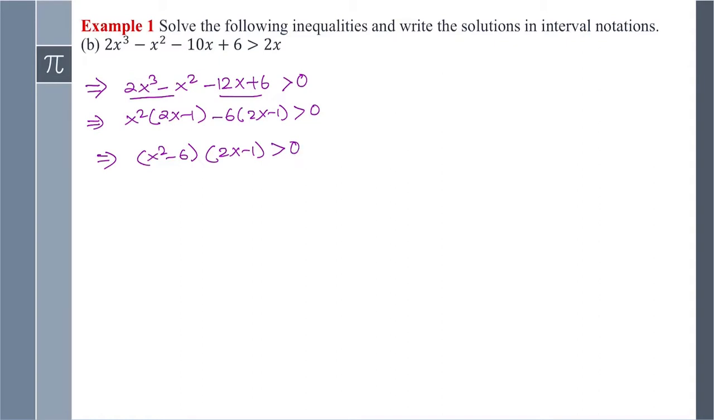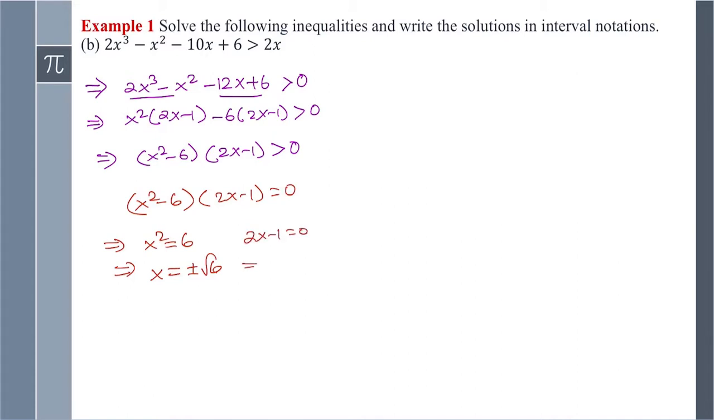Now the next step is we'll change this to an equation and find the critical numbers. So we'll do x squared minus 6 times 2x minus 1 equals 0. And then we solve this equation. So from here we get x squared equals 6, or x equals positive and negative square root of 6. From here we get 2x minus 1 equals 0, or if we add 1 and divide by 2, we get x equals 1/2.